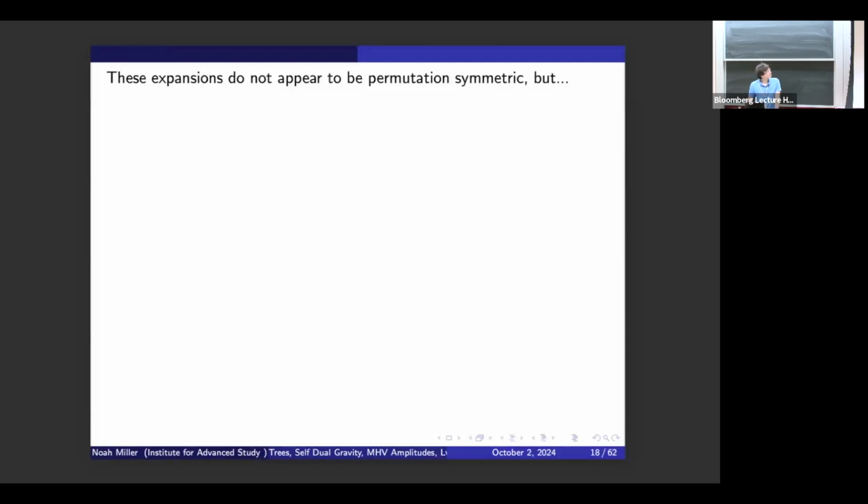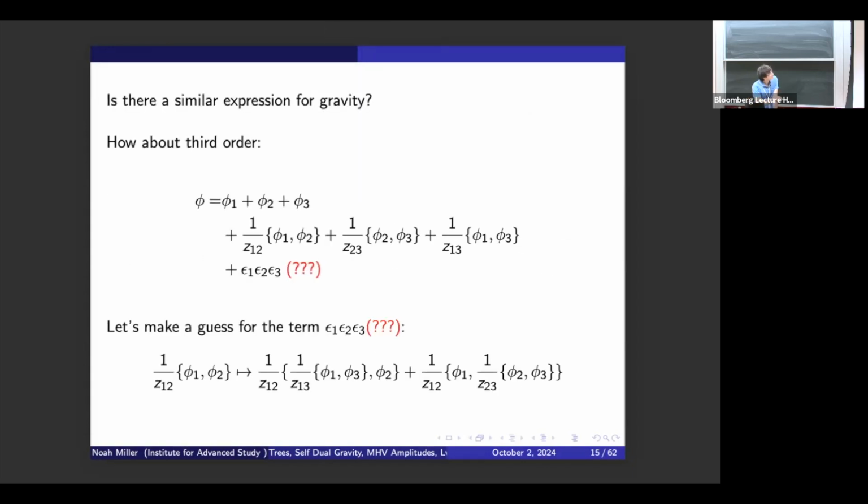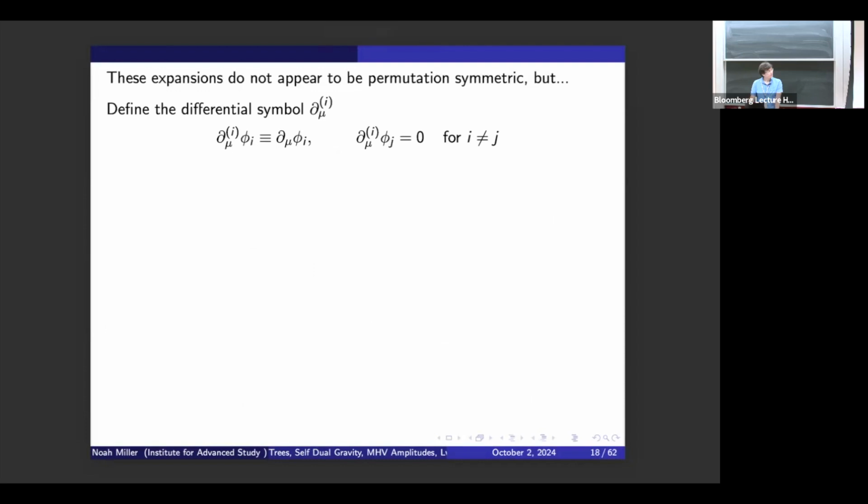But they're kind of strange in that they don't appear to be permutation symmetric. This expression here is not symmetric between, let's say, swapping particles 3 and 2. It doesn't look symmetric. But let's define the differential symbol, partial mu and then I, where this partial mu I really is only supposed to act on the ith seed function. So you take a derivative of phi I and you get the derivative of phi I, but if you acted on phi j, you don't get anything.